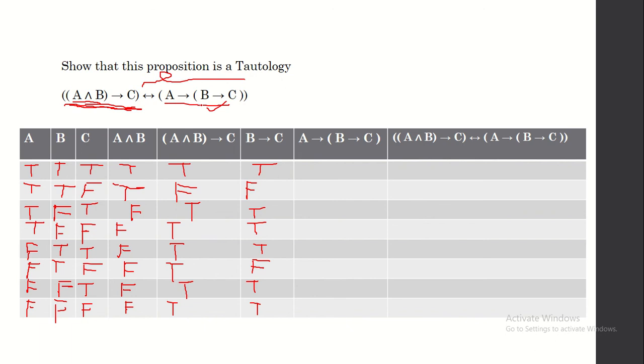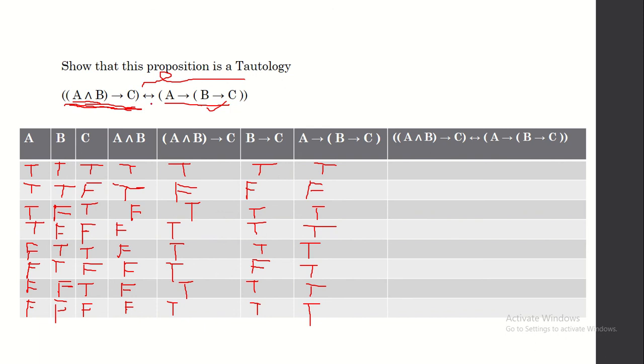Now we need to complete this, A implies B implies C. So this is B implies C and this is A. We can see that A is true and B implies C is true, so this is true. After that A is true but B implies C is false, so this will be false. Then these two will be true. After that these four will also be true as A is false, right? So we are done with this.